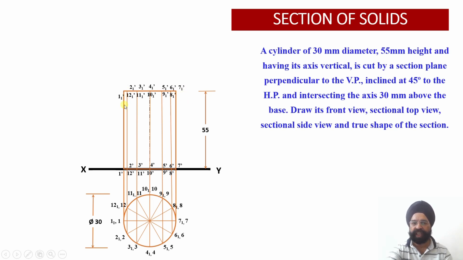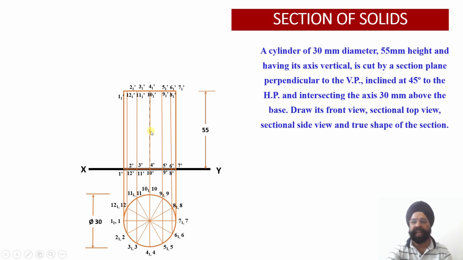Now these are all the vertical generators, 1 and 1 1, and 2 and 2 1, 12 and 12 1. So in the front view, these points will be labeled as 1 dash 1 1 dash, 2 dash 2 1 dash, 12 dash 12 1 dash. Similarly, 4 dash 4 1 dash, 10 dash and 10 1 dash. Over here, 6 dash and 6 1 dash, 7 dash and 7 1 dash. So these are all 12 vertical generators.